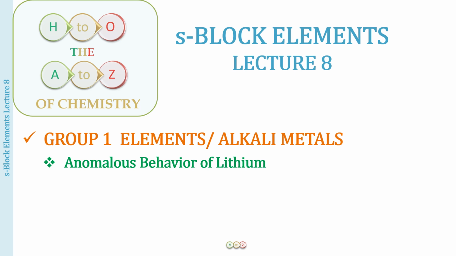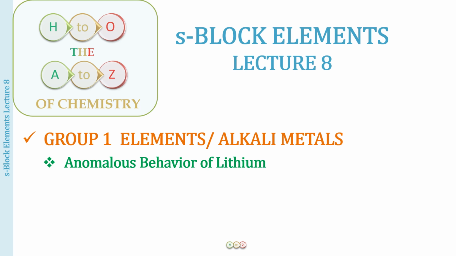What does the word anomalous mean? Well, the literal meaning of the word is something which is different from the normal. So you all have been learning about the periodic classification of elements, and you know that in one group the elements have many properties which are similar to each other. But when we talk about lithium, what we find is this is the first member of the group apart from hydrogen, which you know is a unique element. So it has properties similar to group 1 as well as group 17, that is the halogens.